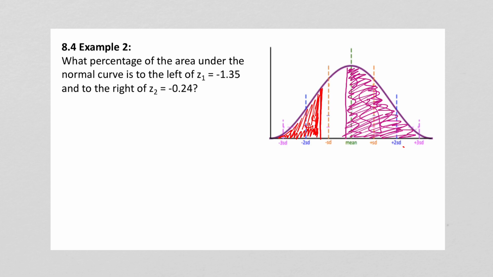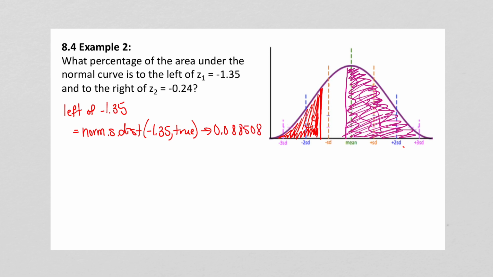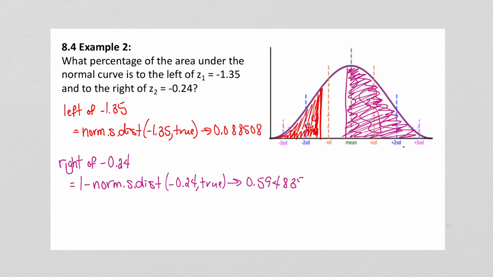So first we need the area to the left of negative 1.35. To the left is just equals norm.s.dist, negative 1.35, comma, true. And that gives us 0.088508. Then we want to the right of negative 0.24. And remember, to the right, we have to put equals 1 minus, and then norm.s.dist, negative 0.24, comma, true, and we get 0.594835.